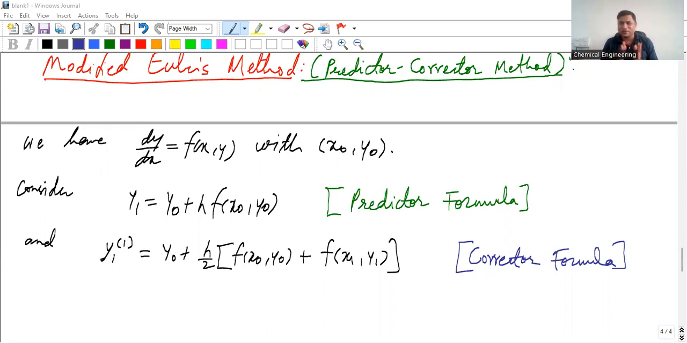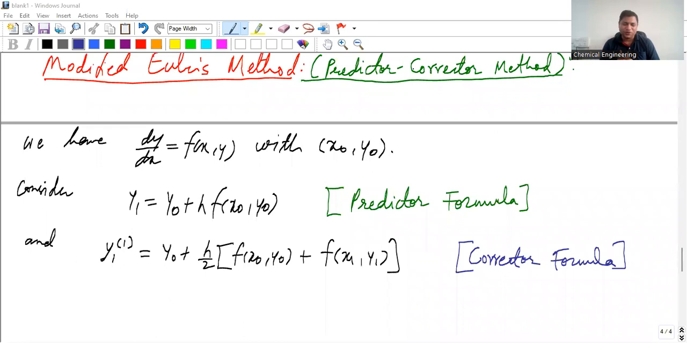Is there any doubt in this formula? Sir, why are we getting error in the first method? Okay, these are all numerical methods, so these are all approximate values. When we go with the approximation, we always have the error, and that's why it is called approximate. It is not the complete one.